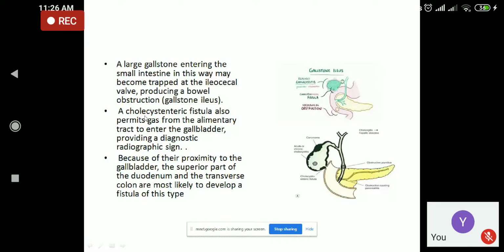And cholecystoenteric fistula. Look here. This fistula also permits gas from the alimentary tract to enter into the gallbladder, and this is a provisional diagnostic radiographic sign. You can see it here in the gallbladder. This is because of the close proximity; look, it is closely adherent. So the superior part of the duodenum and transverse colon may develop this fistula. So this is all about the applied aspect.